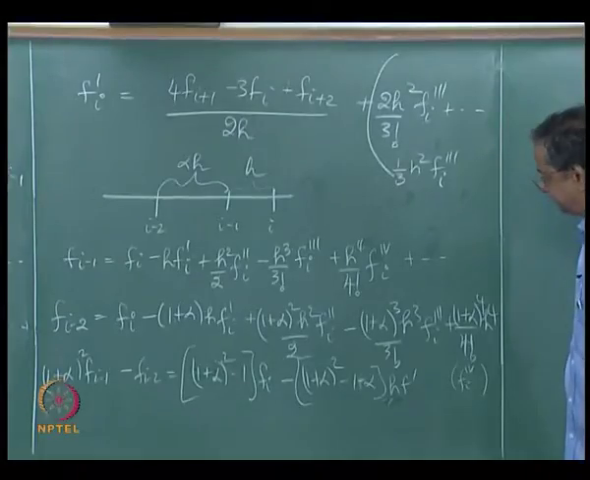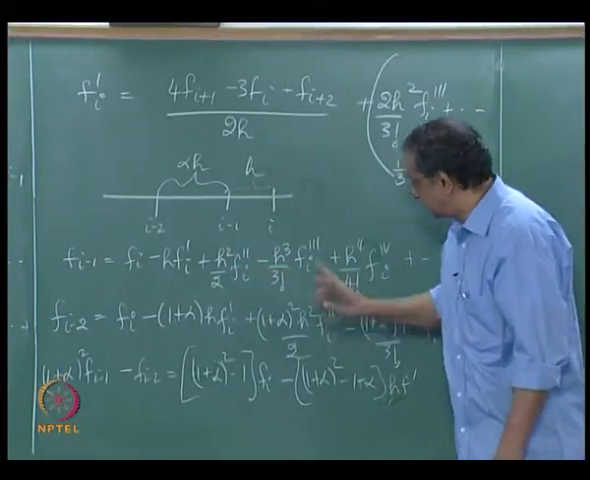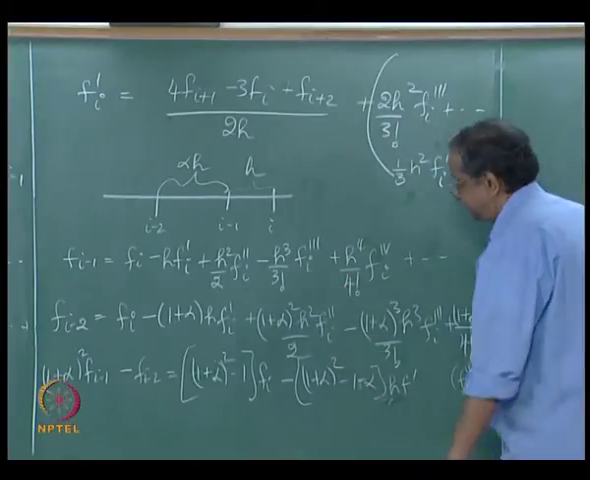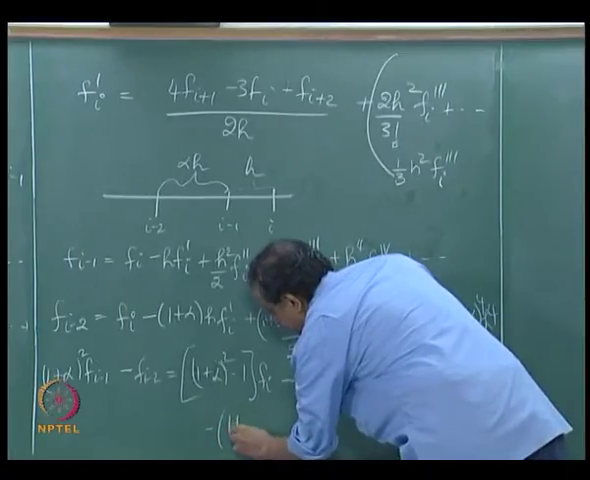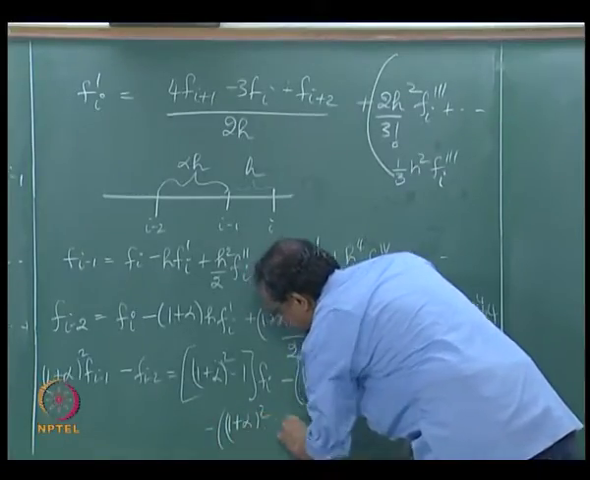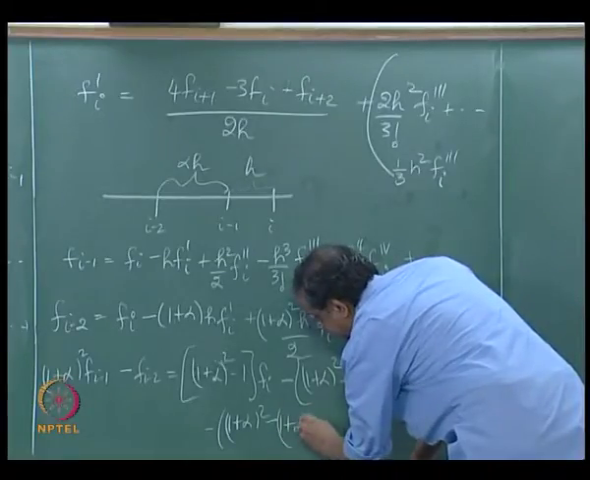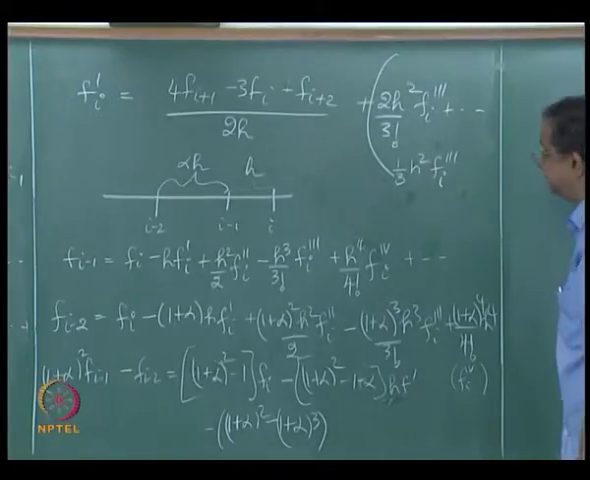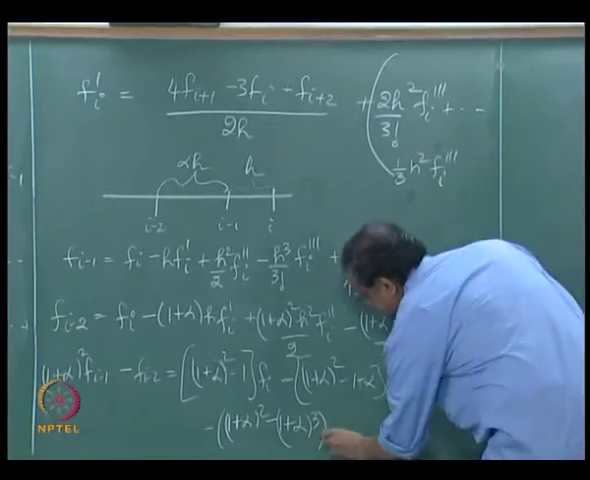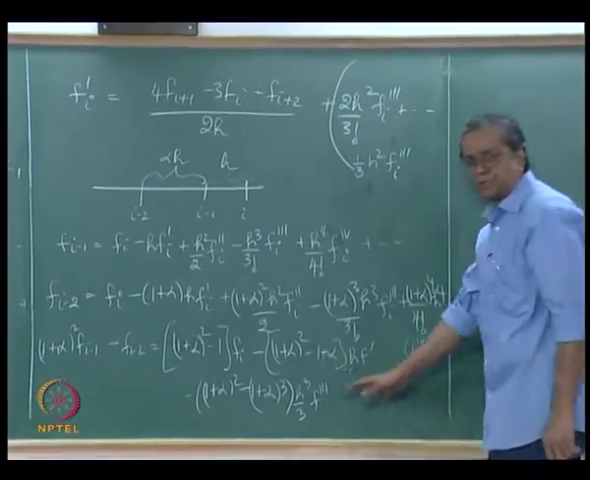Then what is the third term? h cube by 3 factorial. The third term goes away, and then you get minus 1 plus alpha squared minus 1 plus alpha cubed h cube by 3 factorial f triple prime, and I will not bother with the fourth term, right.